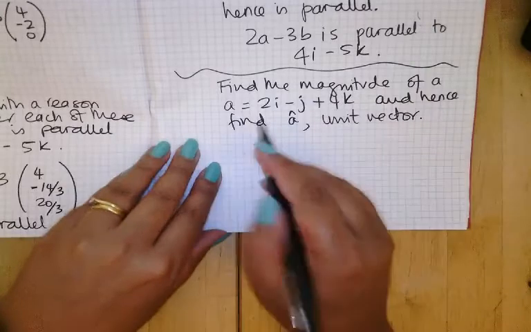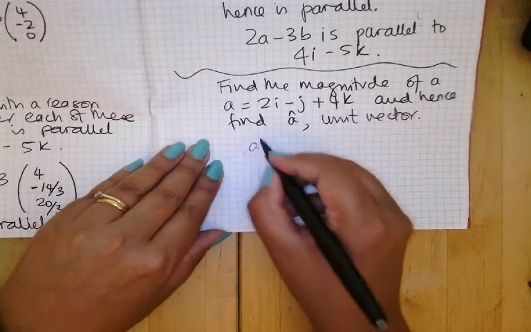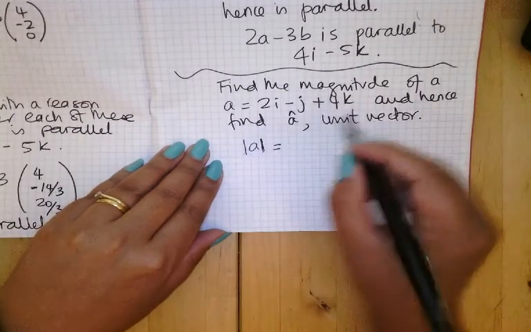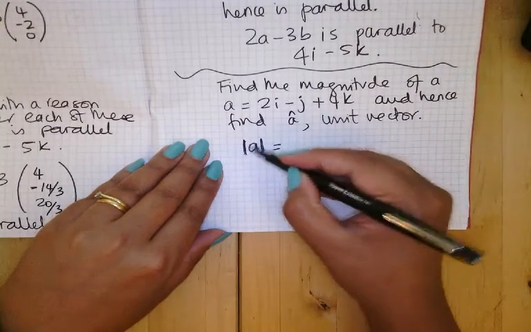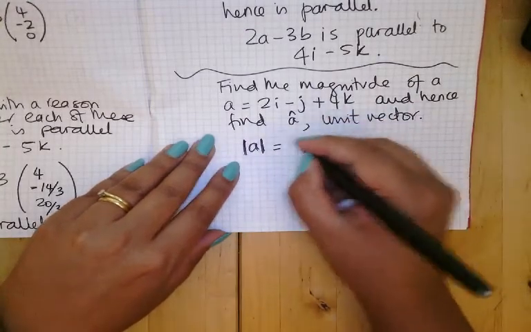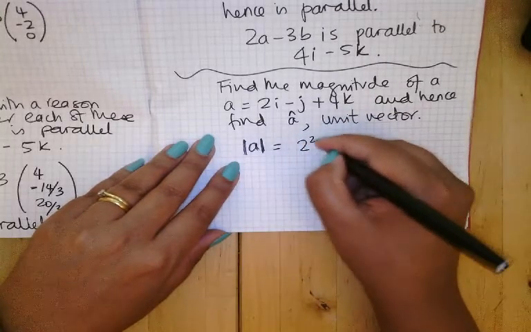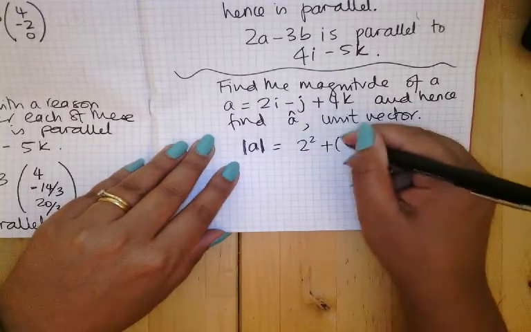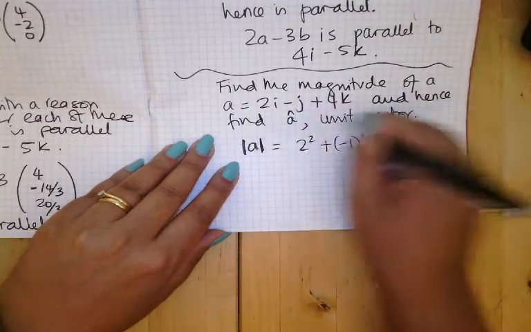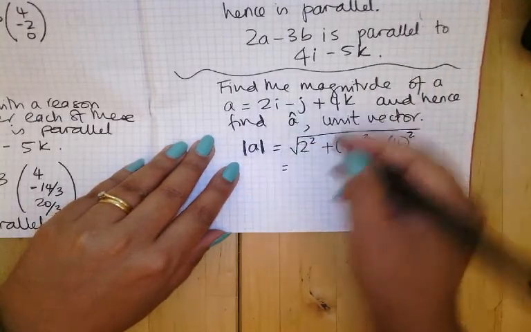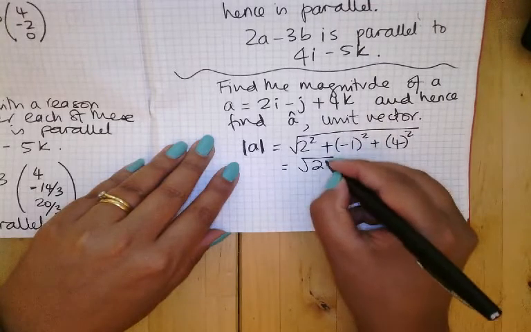So the magnitude of A is just going to be, you've learned how to do this in 12.1, and this is another way of writing magnitude of A. So you just put that in a modulus sign. So you've got 2 squared plus minus 1 squared plus 4 squared, square root, and that gives you root 21.